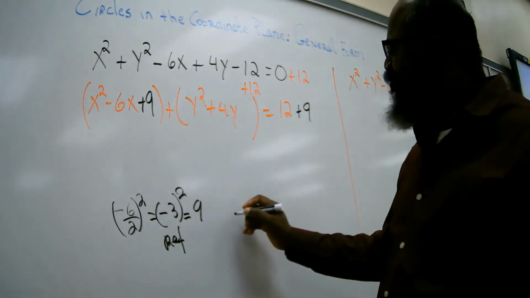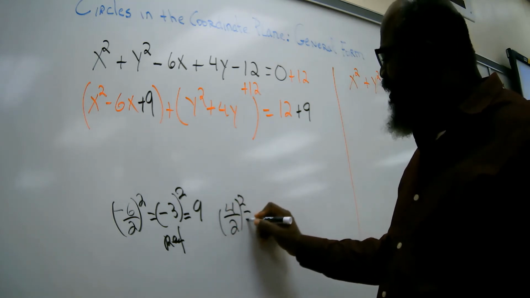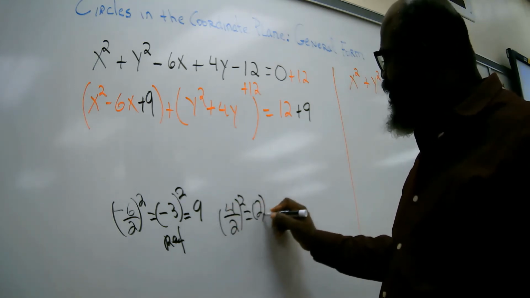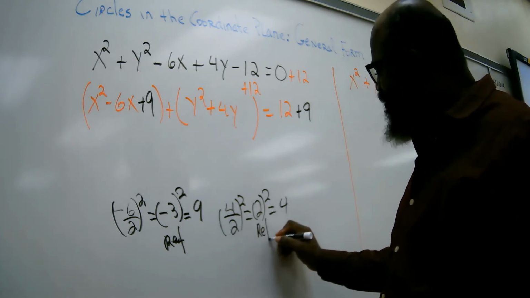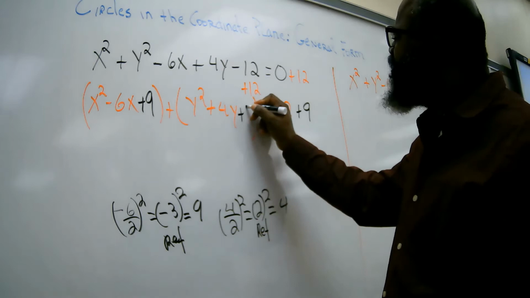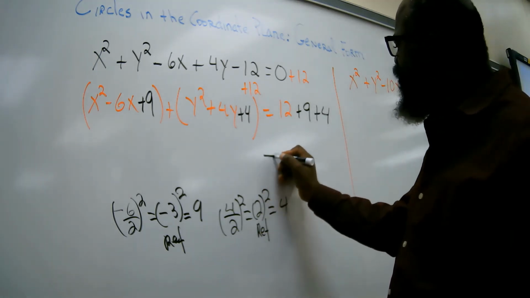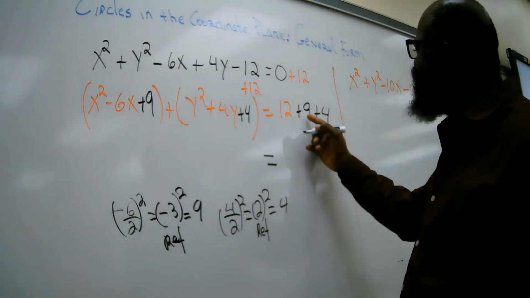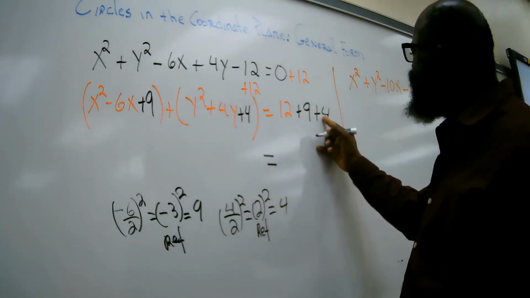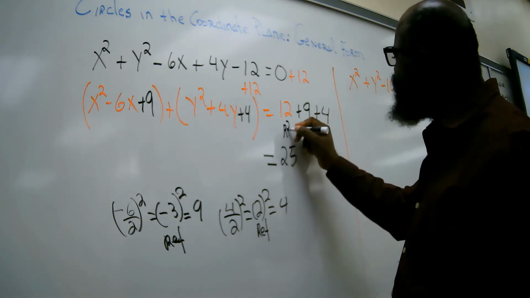So we take the 4, we divide by 2, that will give you 2. Then when you square 2, that will give you 4, and we're going to need that as a reference. Since you add 4 on that side, then you need to add 4 on that side. Then we're going to simplify that. You have 12 plus 9 is 21, 21 plus 4 is 25. This will become your r squared.